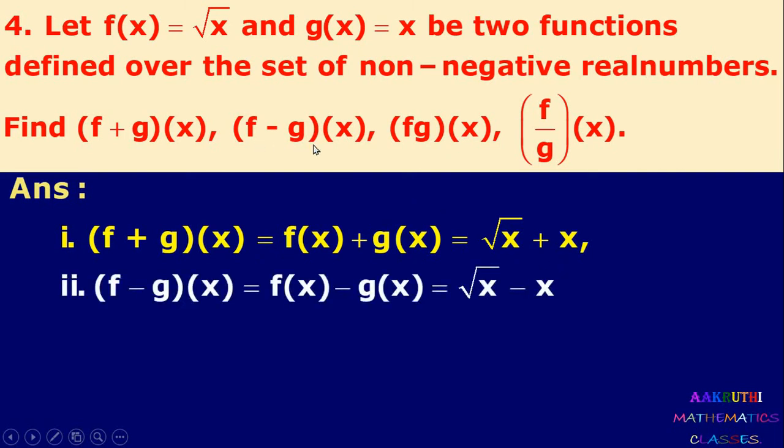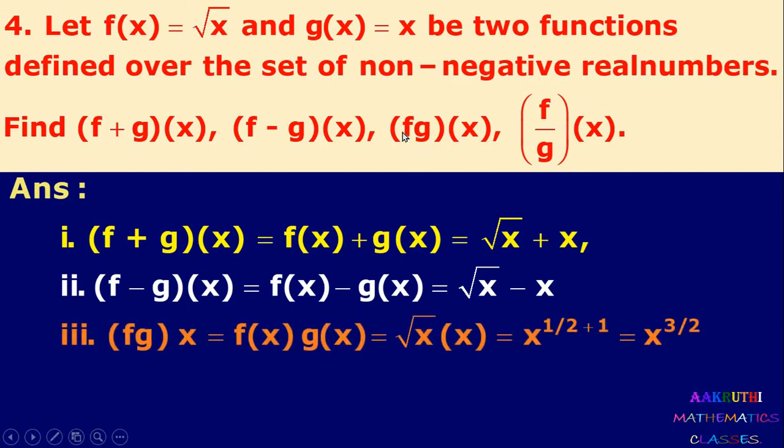So next we have to find f minus g of x. F minus g of x is f of x minus g of x. F of x is root x and g of x is x. So therefore f minus g of x is root x minus x. So next we have to find f into g of x.